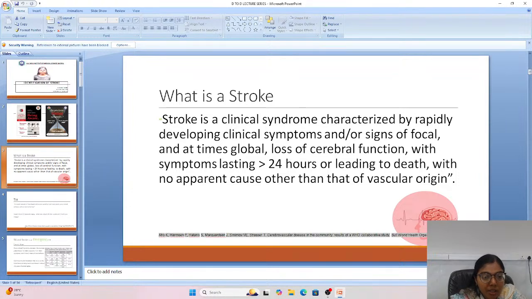Stroke is a clinical syndrome characterized by rapidly developing clinical symptoms or signs of focal and at times global loss of cerebral function, with symptoms lasting more than 24 hours or leading to death, with no apparent cause other than that of a vascular origin.